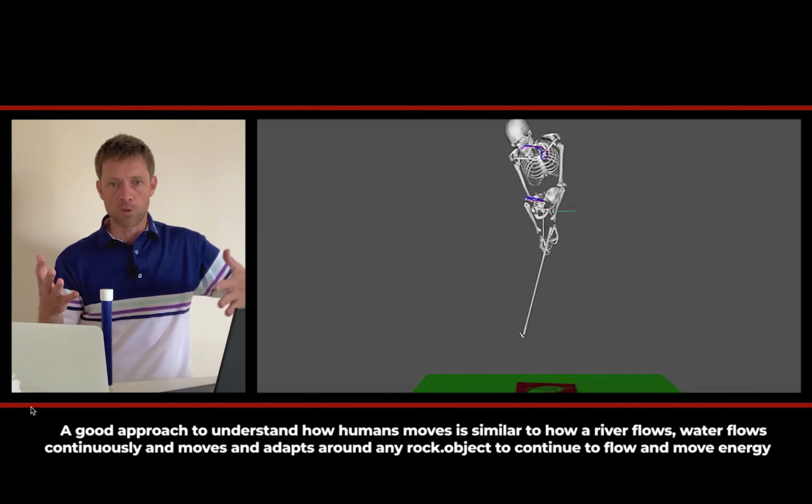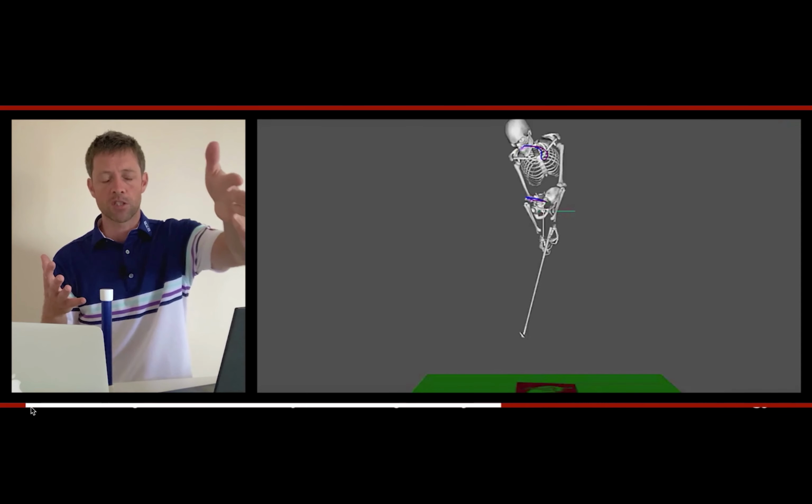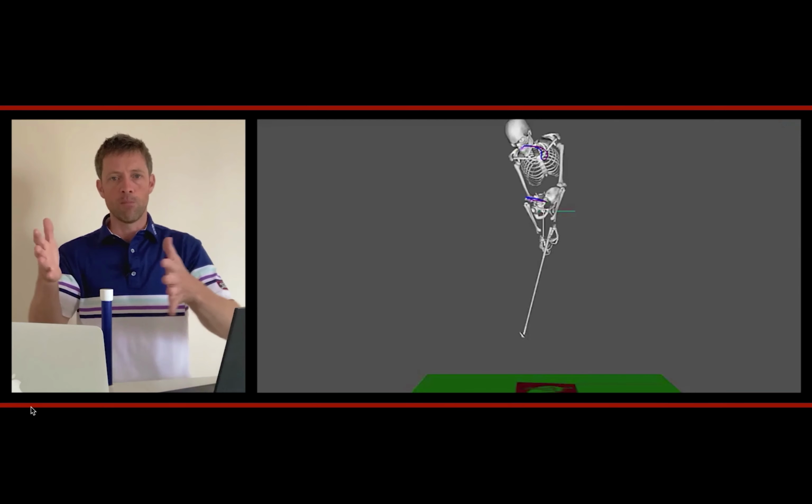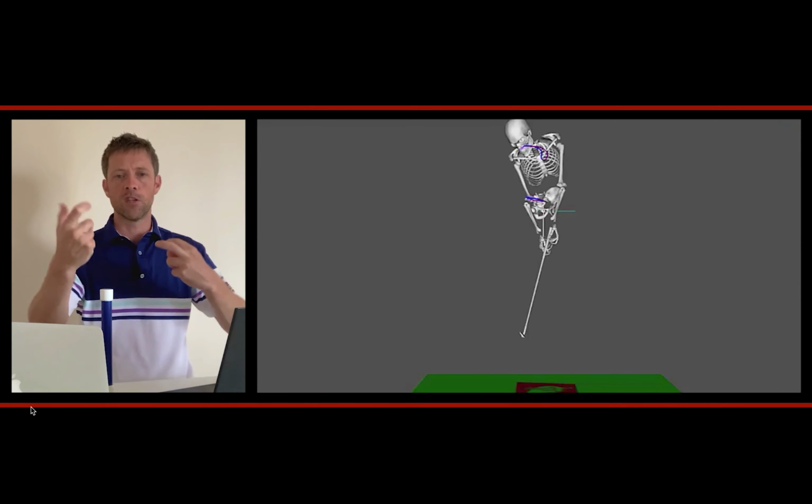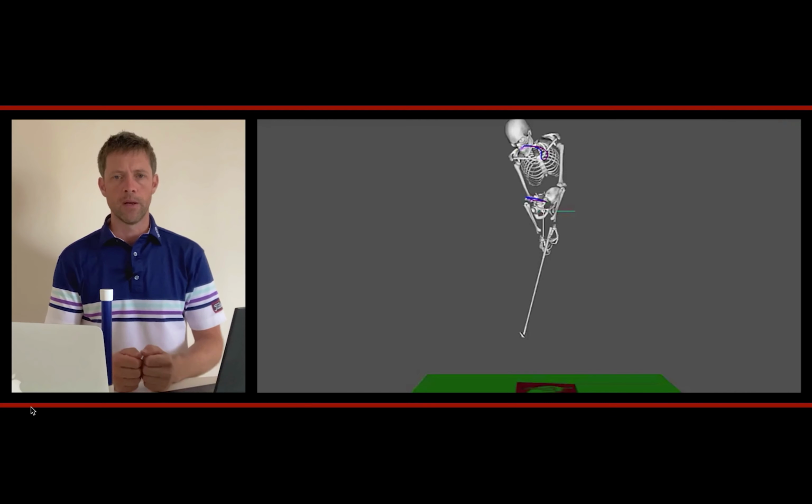We are very much like rivers. We continuously move around those rocks. Rivers aren't X, Y, Z, up and down, forward and back, side to side movements. They're that wonderful fluid system that we have, which in many ways is the human body, because we are made up of predominantly 90% water.